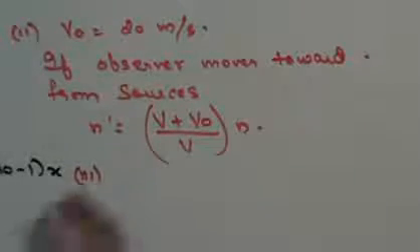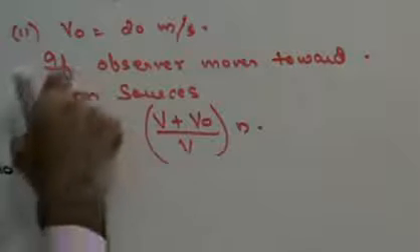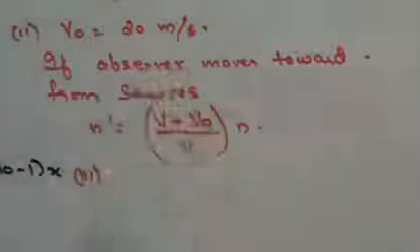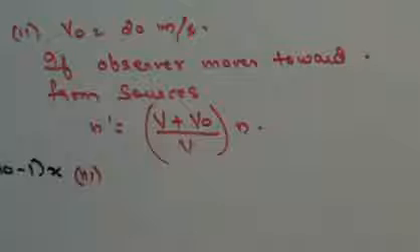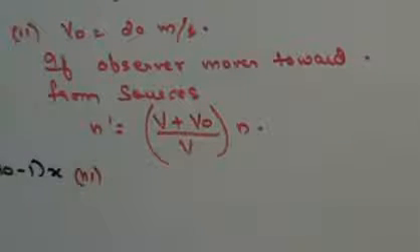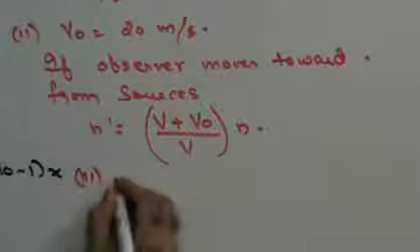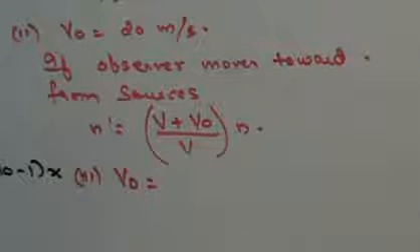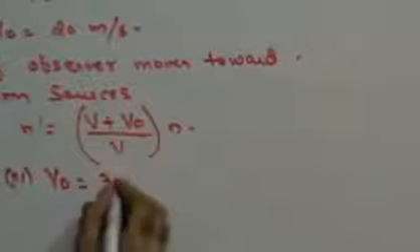Right? The second part of the question was if the observer moves towards the source. In that case, the apparent frequency is going to be N bar equals (V plus V0) upon V into N. Next, in the third part of the question, he is moving away from the source at 30 meters per second.